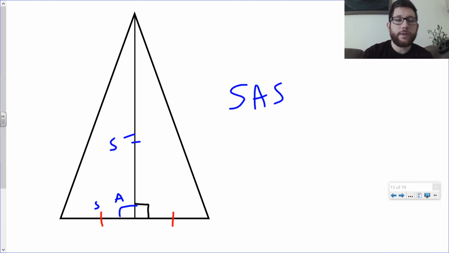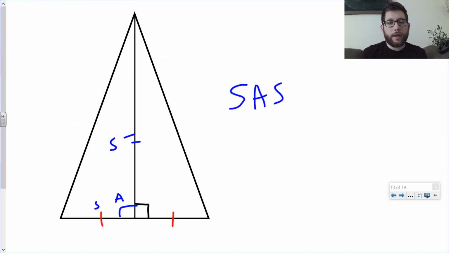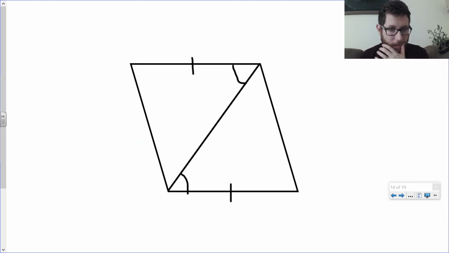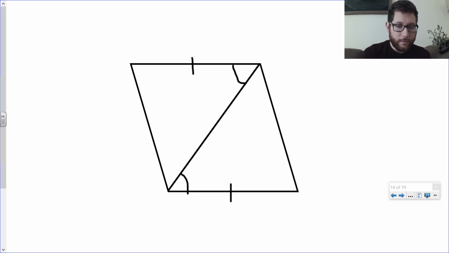Now notice the only difference between angle, side, side, and side, angle, side is that the angle is trapped between the 2 sides for side, angle, side. When we look at this, if this angle was actually over here, that would be side, angle, side. So it's really important that we recognize the angle has to be between the 2 sides for side, angle, side. Okay, same one here. Last one here. Again, reflexive side. We get side, angle, side.